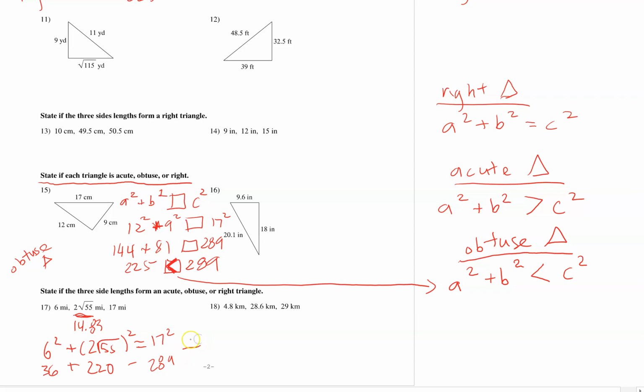Add that up. I'm going to move my work over here. So that's going to be 256, and I'll put a box, 289. These should all be boxes, I apologize. And then compare it once again. Since 256 is less than 289, going back over here, this would represent that the three sides form an obtuse triangle.